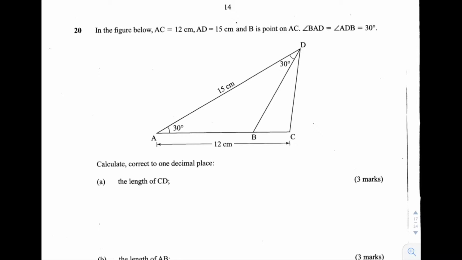This is section 2 of paper 1 of the 2015 KCSE Maths paper. Question 20 says, in the figure below, AC is equal to 12 centimeters, AD is equal to 15 centimeters, and B is a point on AC. Angle BAD is equal to angle ADB, which is equal to 30 degrees.